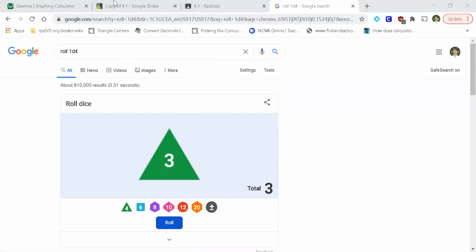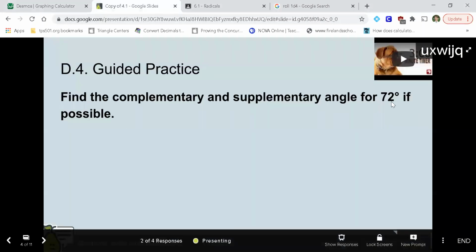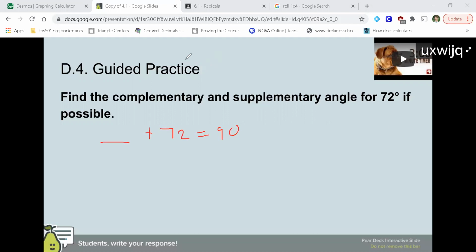Hey, Jackson, can you help me out? What is the complementary angle? Oh, gee. Oh, he told me he had to go. That's fine. Ty, never mind. Ty, what is a complementary angle with 72? Or in other words, what plus 72 gives us 90? 18. Hey, good job.